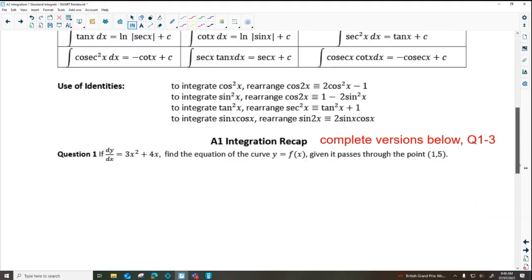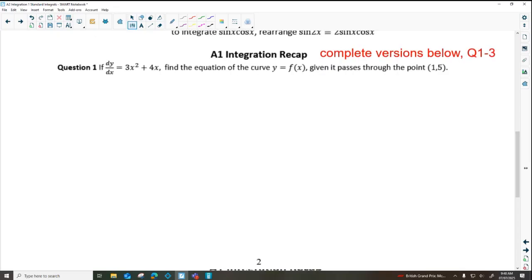So the first part of this is to do a recap of A1 integration. The point of integration is twofold. One application is if you're given the gradient function dy by dx for a curve and you want to find the original equation. Because integration is the reverse of differentiation, you would need to integrate it. Now, what I'd like you to do is pause the video, have a go at question 1. This is an A1 integration question, and then I'll go through the answer in a minute.